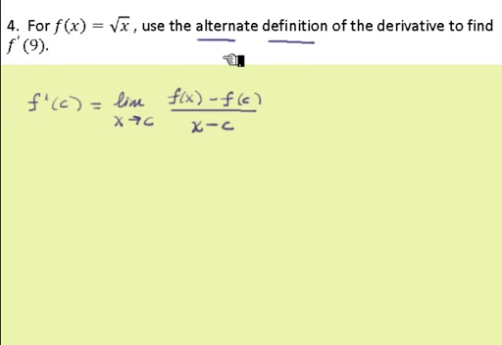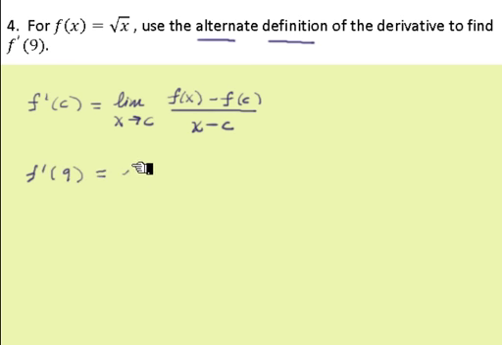In number 4, we want to use the alternate definition of the derivative to find f prime of 9 for f of x equal to the square root of x. So here's the alternate definition of the derivative, and remember it's only used to find the derivative at a particular x value, and here the particular x value is x equals 9.